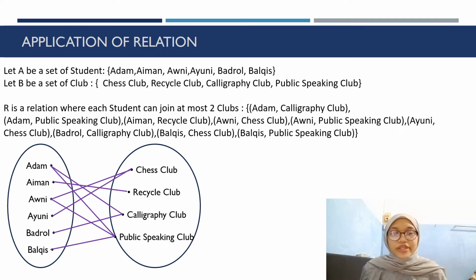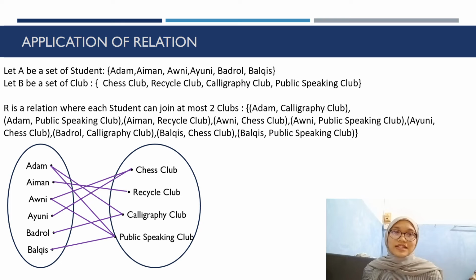For the application of relation, I am going to talk about the relation between students and their clubs. For the first set, set A, which is the set of students, we have Adam, Aiman, Auni, Ayuni, Badrul, and Balkis. For set B, which is the clubs, we have chess club, recycle club, calligraphy club, and public speaking club.